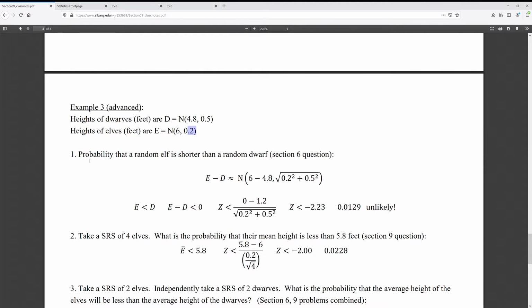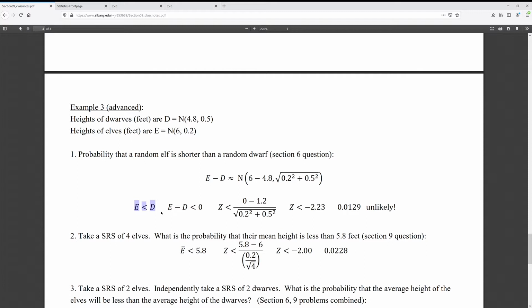Another problem type that we could do is the type of problem that we did in section 6 when we were comparing variables. Pick a dwarf, pick an elf, and of course we'll use random variable D for the dwarf we happen to pick, and random variable E for the elf we happen to pick, and talk about the probability that the random elf that we happen to pick is shorter than the random dwarf we happen to pick. That is, E is less than D. The height that the elf happens to be is less than the height the dwarf happens to be.